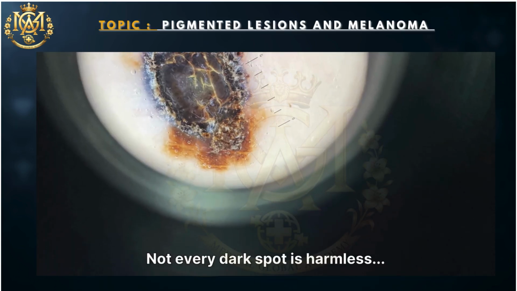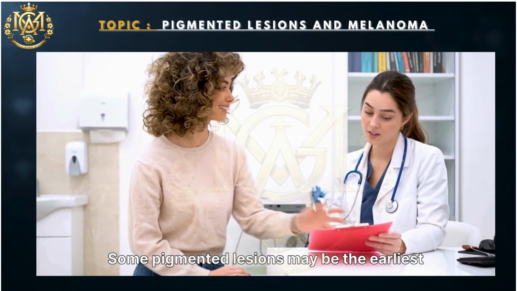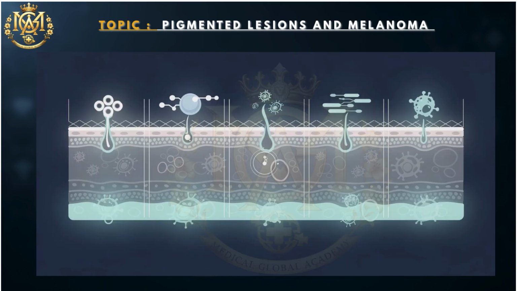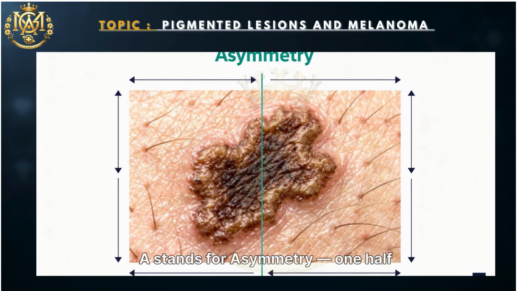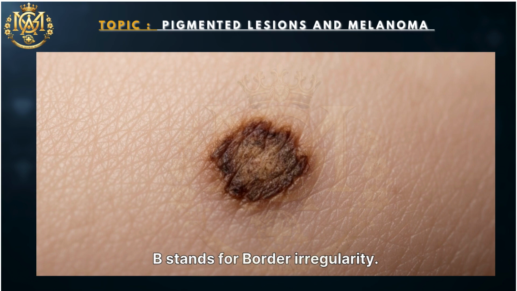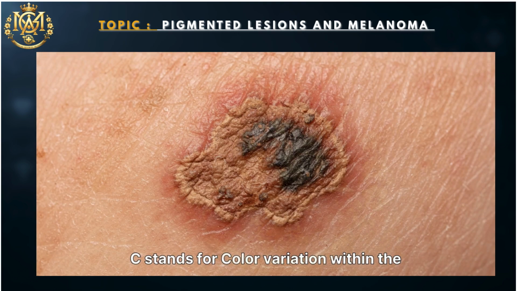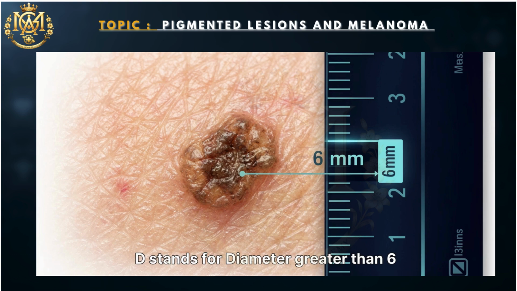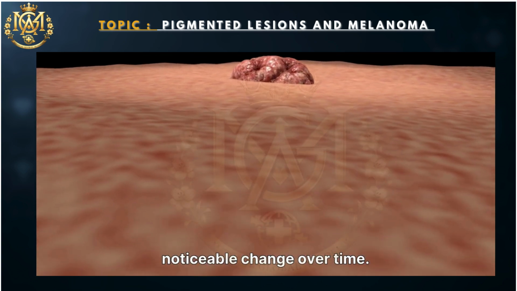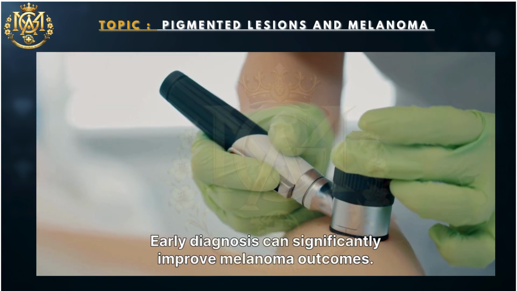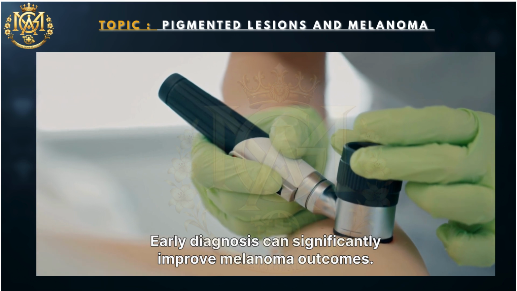Not every dark spot is harmless. Some pigmented lesions may be the earliest sign of melanoma. To identify melanoma early, remember the ABCDE rule. A stands for asymmetry. One half doesn't match the other. B stands for border irregularity. C stands for color variation within the lesion. D stands for diameter greater than 6 millimeters. And E stands for evolution, any noticeable change over time. Early diagnosis can significantly improve melanoma outcomes.